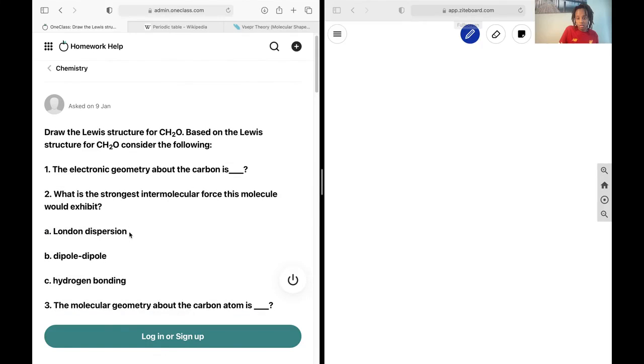Okay, next up we'd like the Lewis structure for CH2O. Let's count our valence electrons. 4 plus 2 plus 6, 12 electrons to move around. We know carbon will be our central atom. So the hydrogens, let's attach them to it. And then lastly we have the oxygen.